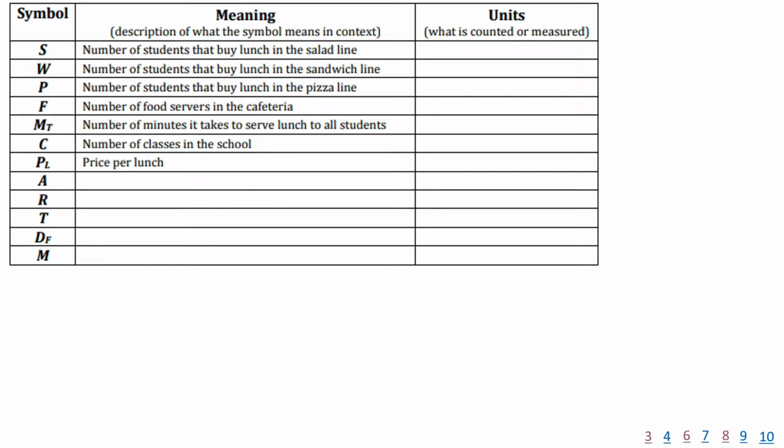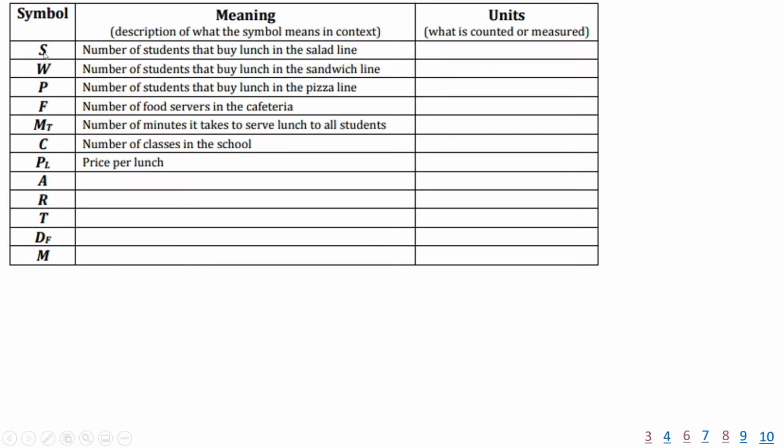All right, and you'll see in this table, the left column would be the symbol or the variable that Elvira is going to use. The middle column would be the meaning of each variable, and then the right column would be the units that are being measured by each variable. Important stuff. So, let's take a look here.